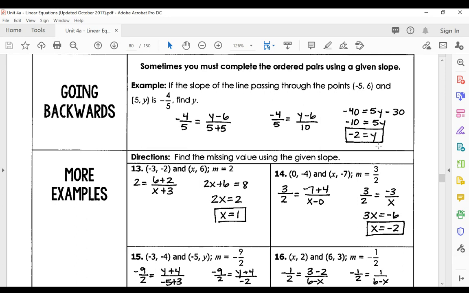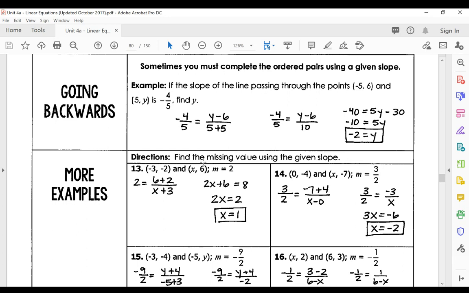This could take some practice, right? Let's look at number 13 and practice. Here we have a point -3, -2, and a point x, 6. We know that the slope m is 2. And we are trying to find the missing x value. Let's use the slope formula. The slope formula says that the slope is equal to y sub 2 minus y sub 1 over x sub 2 minus x sub 1.